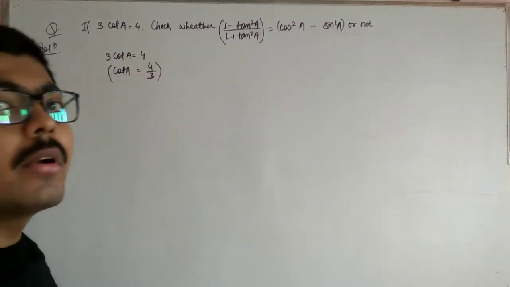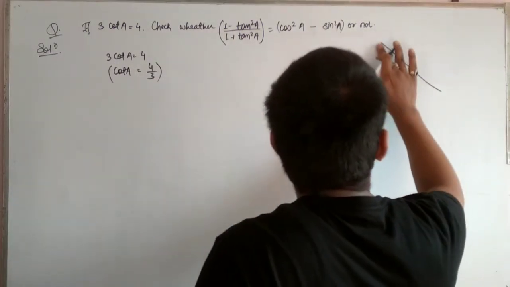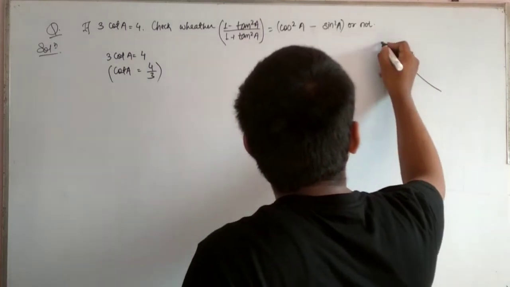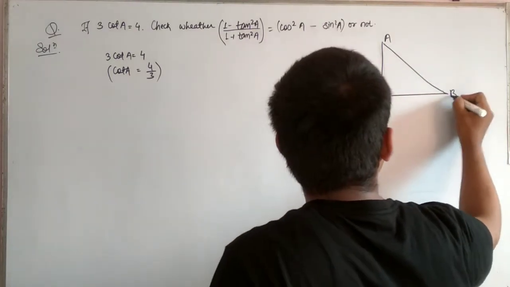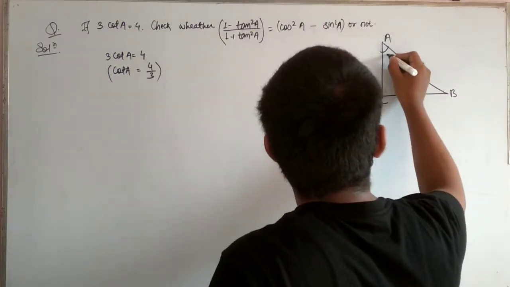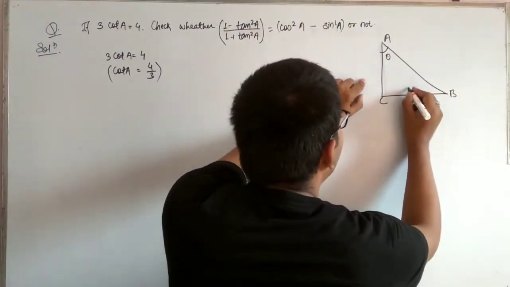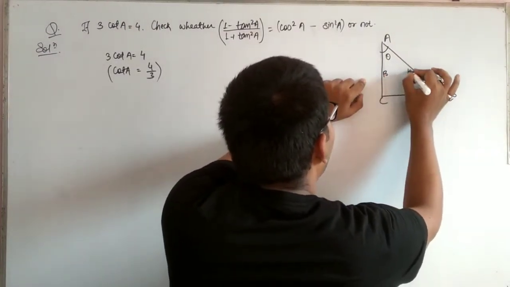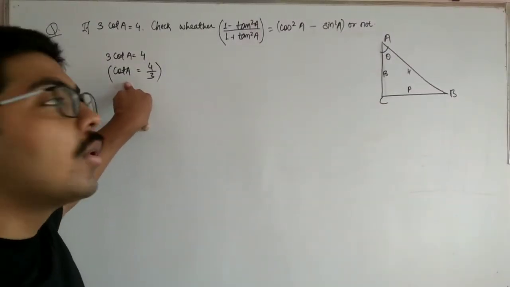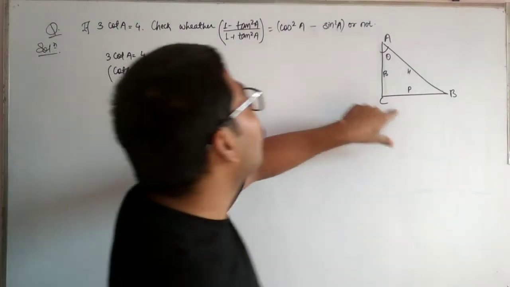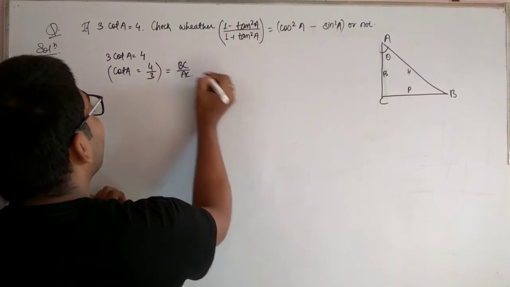Now we will draw a triangle. This is a right angle triangle ABC, and this angle is theta. We are calculating with respect to A, so this will be perpendicular, this will be base, and this will be hypotenuse. Now the value of cot theta is the ratio of base upon perpendicular, so BC upon AC.